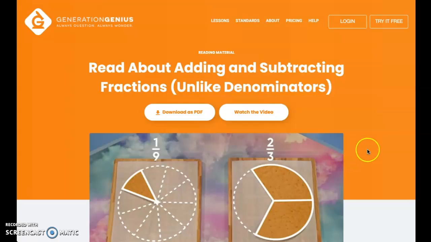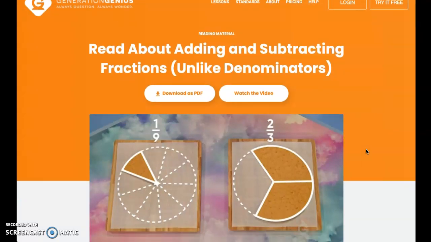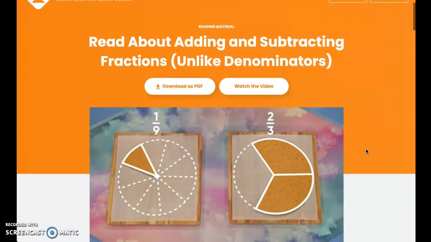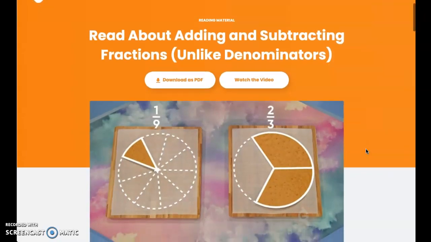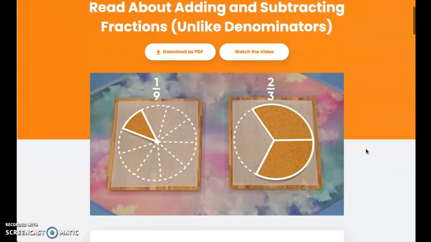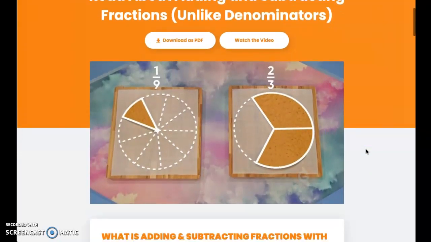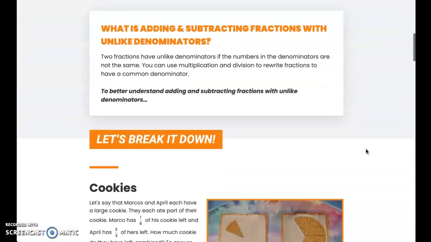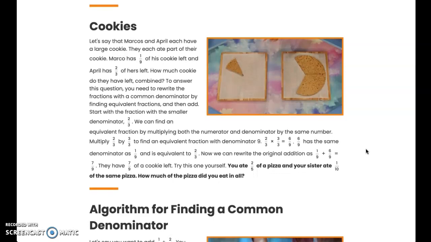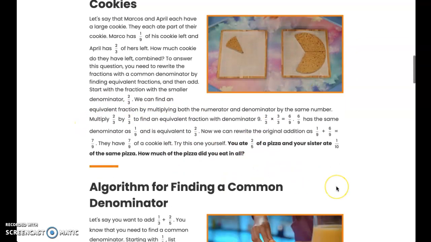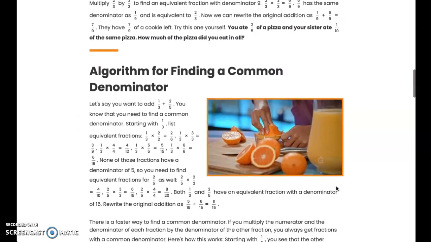Okay, this is the Generations Genius site, and it does have some free information. There's also a charge for other things, but the read about adding and subtracting fractions is again pretty food heavy, but it does give you different information. Here's a cookie example, and it walks you through. Okay, so it's walking you through step by step. This would be good practice.